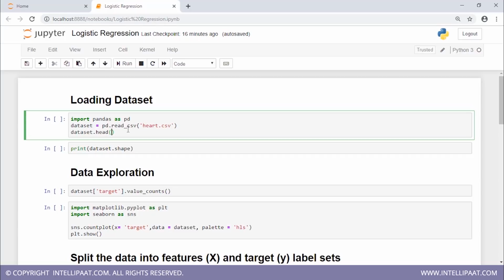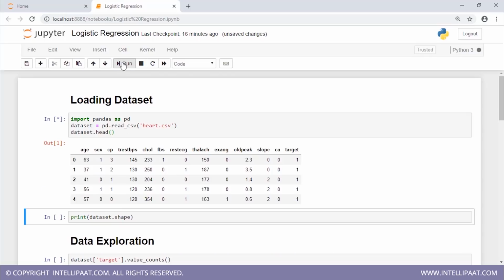Now let me have a glance at the first few records of this dataset. So this is our dataset, which comprises all of these columns. And we're going to build the logistic regression algorithm on top of this column over here, which is target. So target would be our dependent variable and the rest of the columns would be the independent variables. This target has 1 and 0 values. The 1 value means that the patient has heart disease, and 0 means that the patient does not have heart disease.